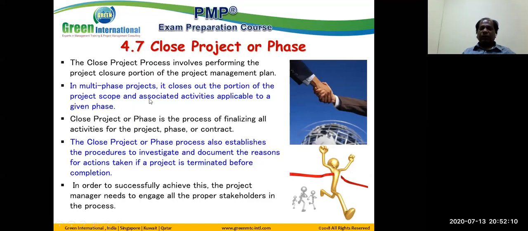In multi-phase projects, it closes out the portion of the project scope and associated deliverables. Phase 1 completion, you do the phase 1 closure. Phase 2 completion, you do the phase 2 closure. You don't wait for all the phases to finish to start the closure, right? That's phase closure. Close project or phase is the process of finalizing all the activities for the project or phase or contract.